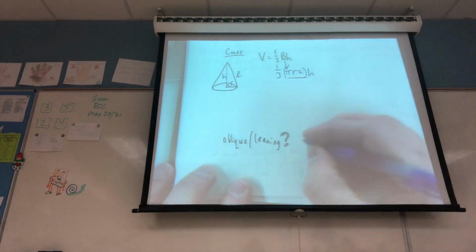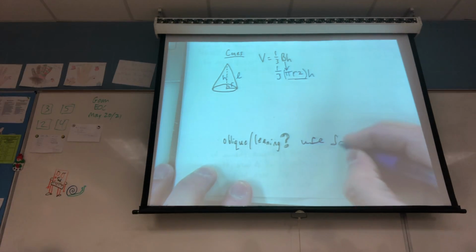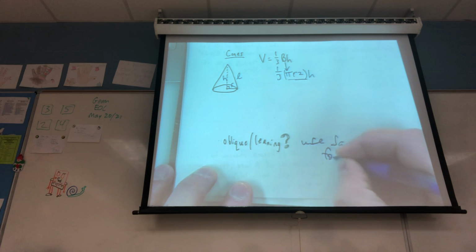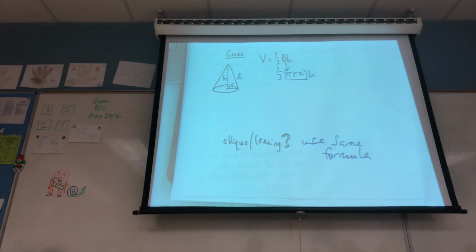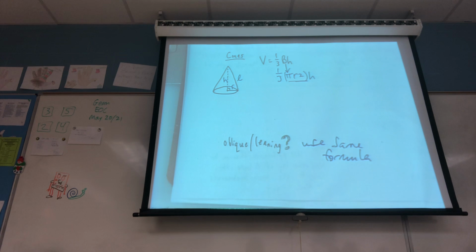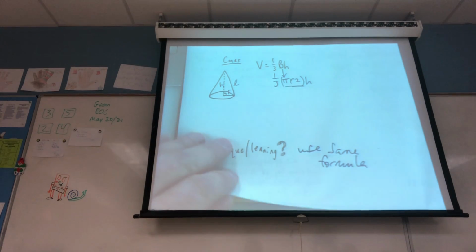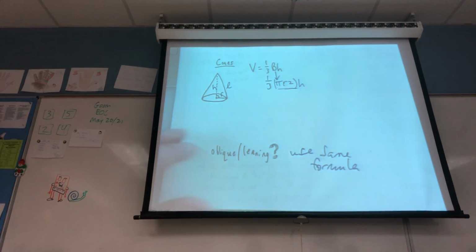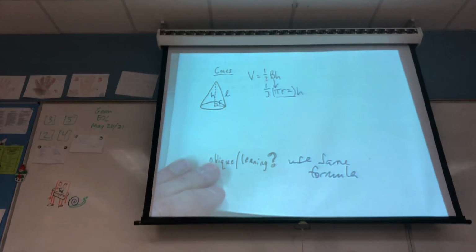formula. So just because it's leaning or an oblique shape, don't change anything up, use the same formula. You do it the same way. Your height will still be imaginary and form 90 degrees with the bottom of the base or the ground level. Alright, so we're going to practice using this formula on a variety of problems on the back.